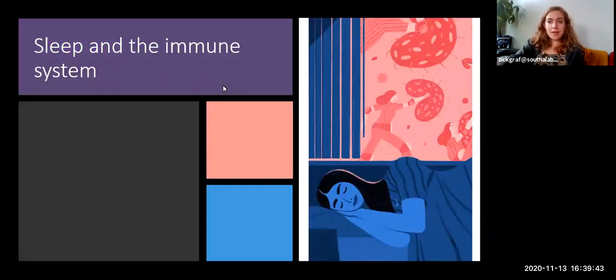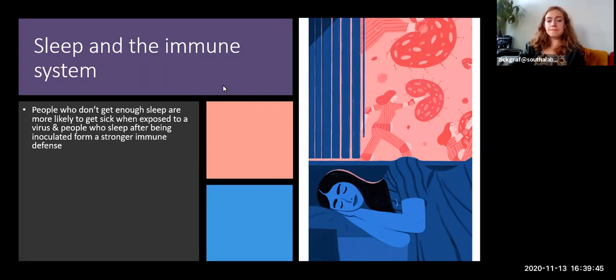Sleep is also really implicated in the functioning of our immune system. So we know that people who don't get enough sleep are more likely to become sick if they're experimentally exposed to a virus. They're more likely to catch a cold that's going around or COVID. And when people sleep shortly after receiving an inoculation, their immune response is better than people whose immune response is tested before they get a chance to sleep.